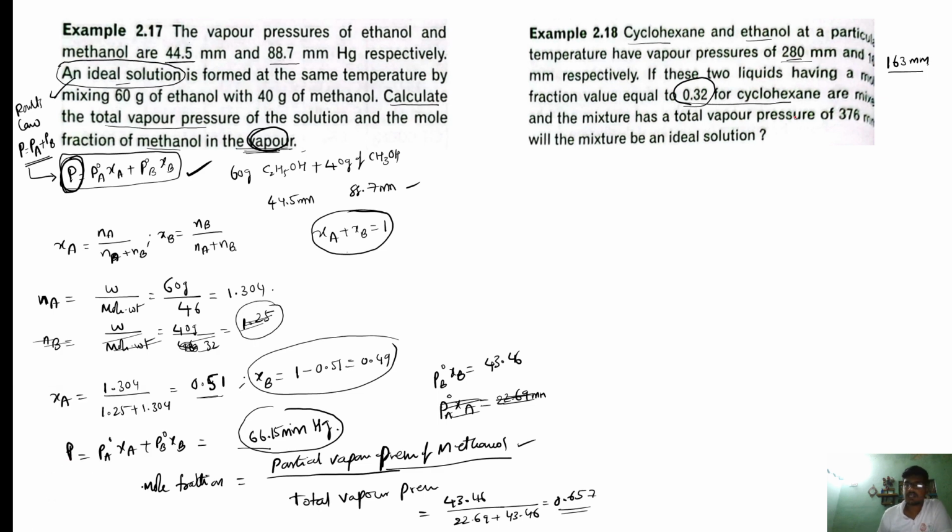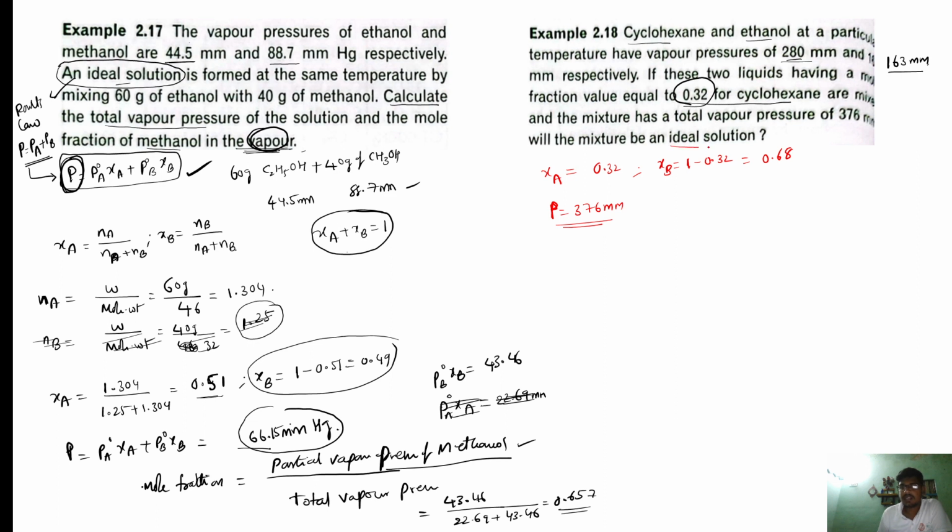See, this is a very interesting part. If these two liquids have a mole fraction value equal to 0.32, that means 0.32 is the mole fraction of component A, which is cyclohexane. So obviously the other component's mole fraction, how much will it be? It will be nothing but 1 minus 0.32, correct? So it will be 0.68. They are mixed and the mixture has the total vapor pressure of 376 mm. Total vapor pressure is P. This is 376 mm.